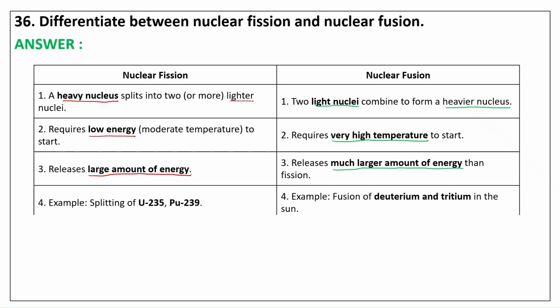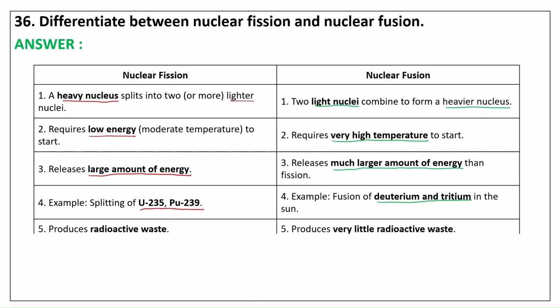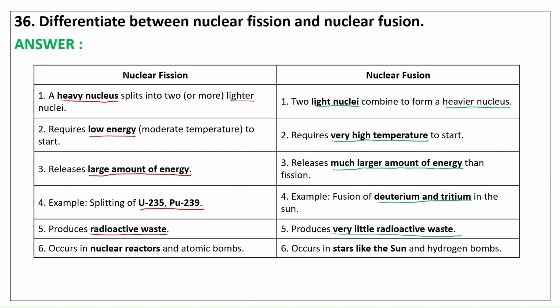4. For nuclear fission, examples are splitting of uranium-235 and plutonium-239. For nuclear fusion, an example is fusion of deuterium and tritium in the sun. 5. Nuclear fission produces radioactive waste. Nuclear fusion produces very little radioactive waste.